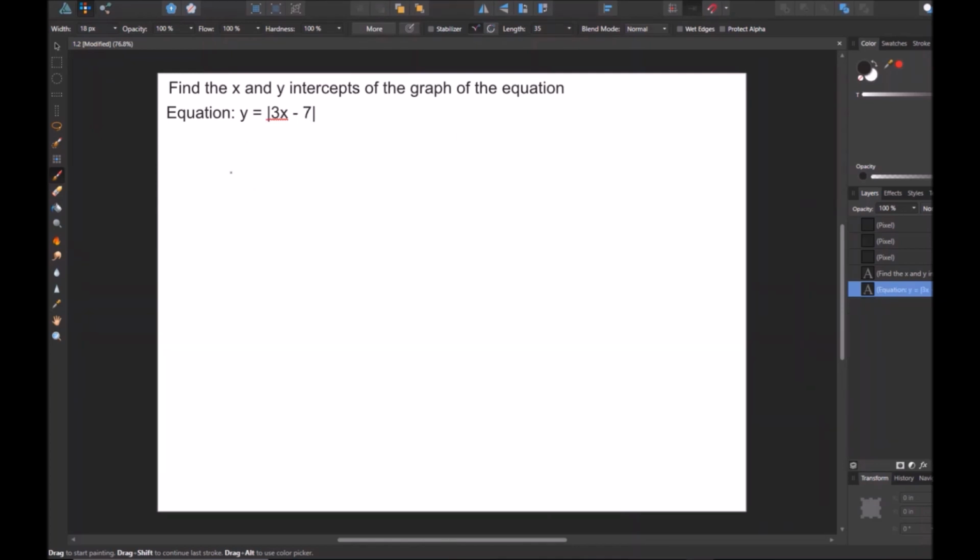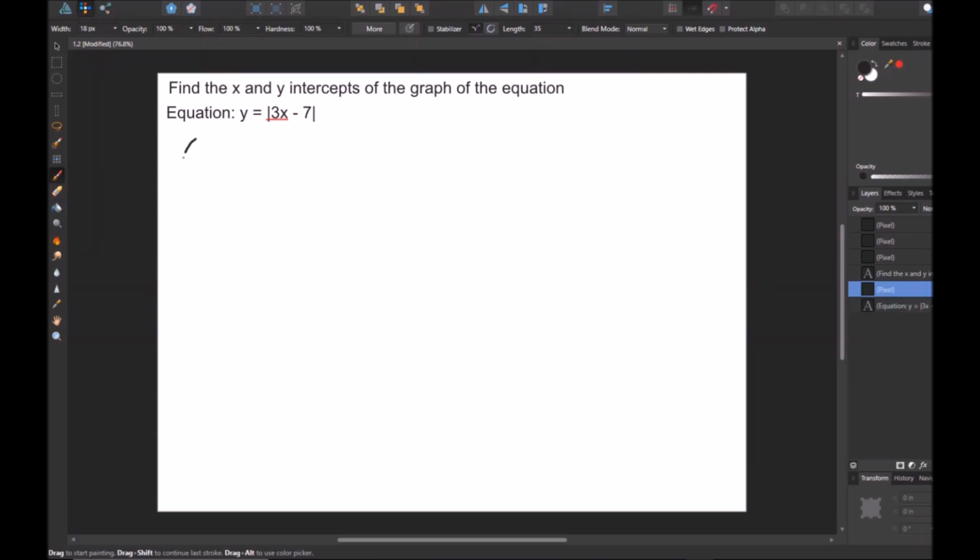Alright, so in this question we are given the exact same instructions, but a different equation. Our equation now is y equals the absolute value of 3x minus 7. So once again, I want you to pause the video here, try it for yourself, unpause it when you're done, and we'll see how you did. So assuming you've tried the problem, let's see how it's supposed to be worked out.